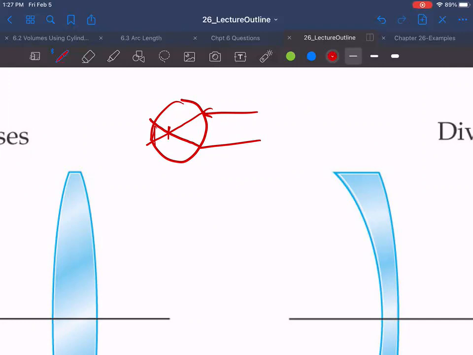All right. So what you do is put a diverging lens in there and it causes the light to diverge slightly. And then after it diverges, we'll actually end up focusing on the back of your eye.